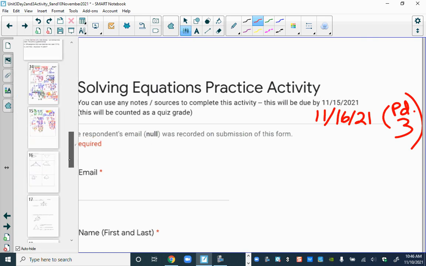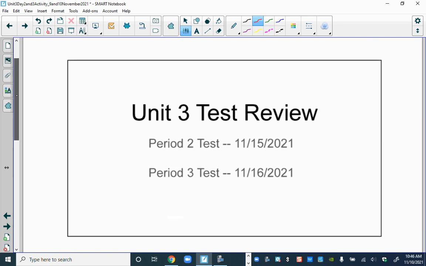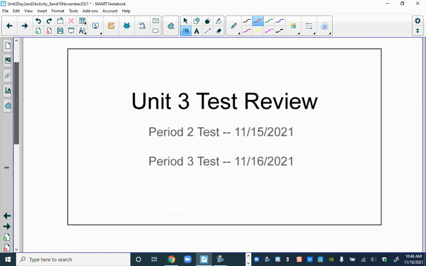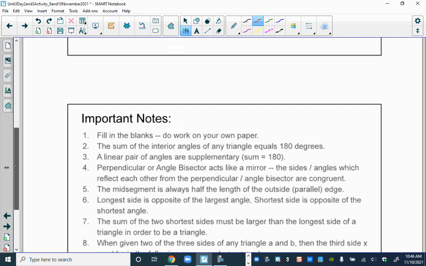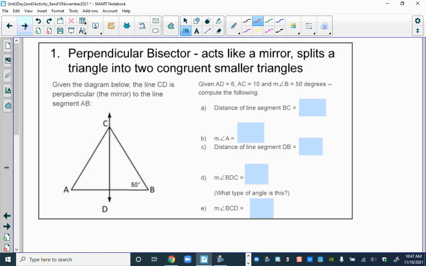Now let's start worrying about our tests. Unit 3 test review. It's on Tuesday. These are just more notes, from a combination of units 1, 2, and 3. These are just little tidbit notes. Rather than looking through all the notes, we're going to start working on this together. So now we're going to start on the test review.